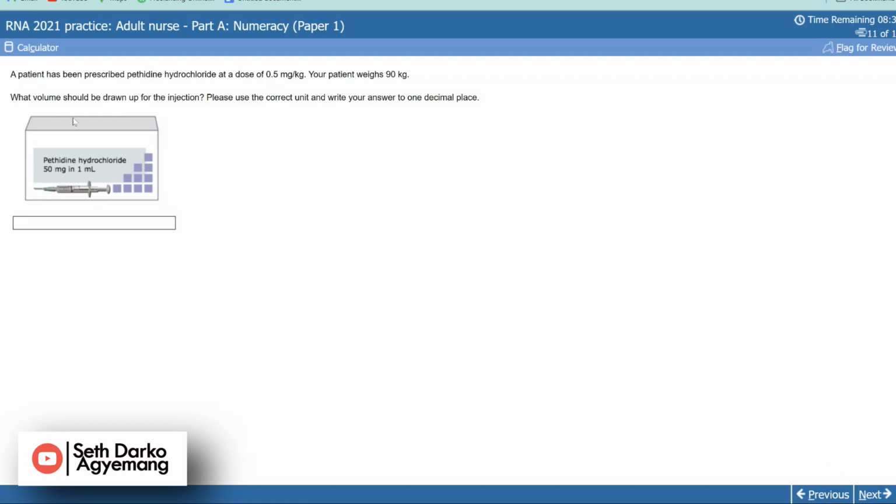The very next question we've got is, a patient has been prescribed pethidine hydrochloride at a dose of 0.5 mg per kilogram. Your patient weighs 90 kg. What volume should be drawn up? So let's go to the board and work that one out.